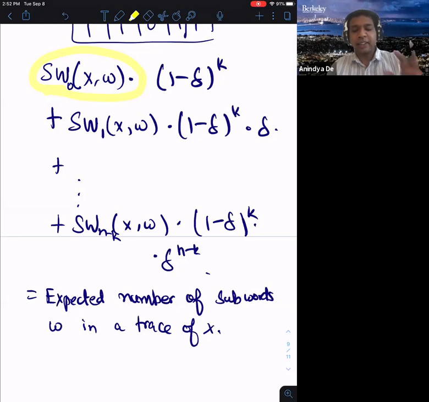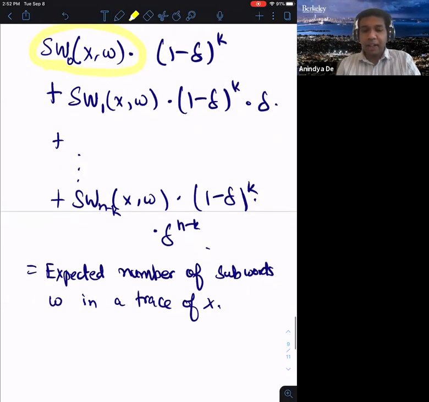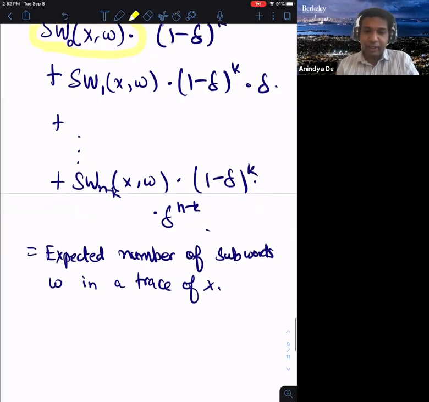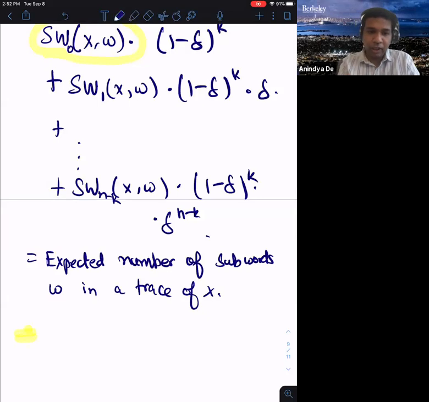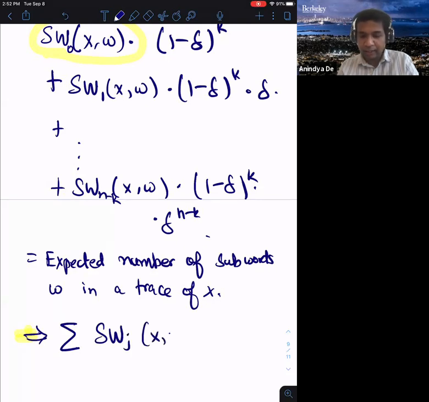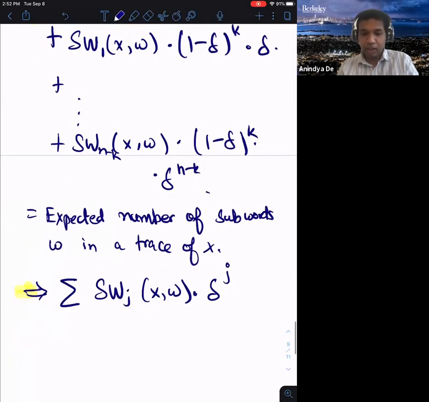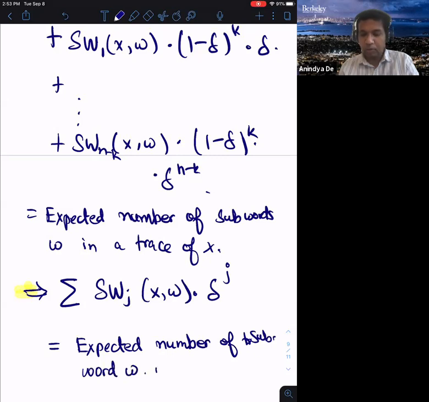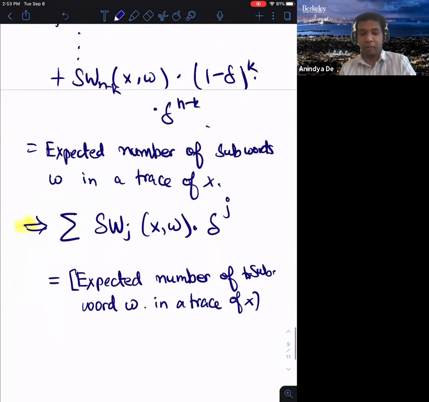Maybe I should say one more thing here. I can divide this thing and get that the summation of SWJ XW delta to the J equals the expected number of subwords W in a trace of X. This is a quantity which we do not have exactly, but we can have an empirical estimator, divided by 1 minus delta to the K.